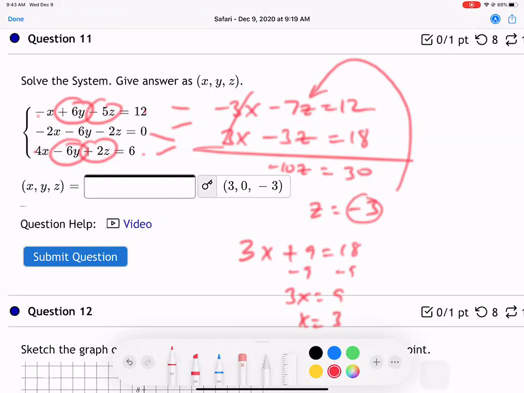Okay, so we found z, we found x, and now we have to just go back and find y. And you can use any one you want. I'll use the first one. Negative 3 plus 6y minus 5 times z. z is negative 3, that's going to be plus 15 equals 12. These combine to become positive 12. So 6y plus 12 is equal to 12. Minus 12, minus 12. 6y is equal to 0. y is equal to 0.